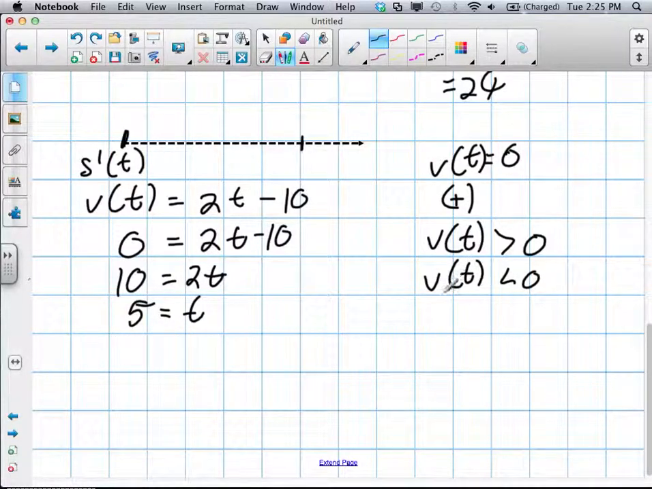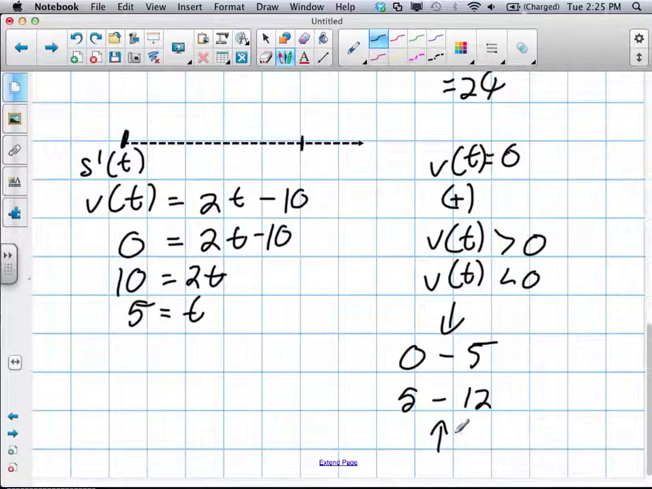Or we do know that between 0 and 5, it's heading one direction. And then again, from 5 to 12, it's heading another. We can plug in an arbitrary value in between there and find out if velocity is positive or negative. Either of these will help us solve this question because we know the only turning point is at 5. Okay? So let's just do one way and the other.